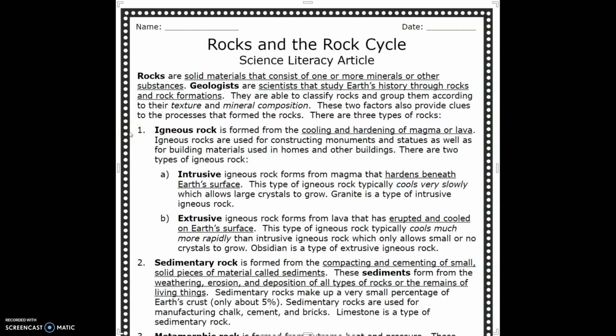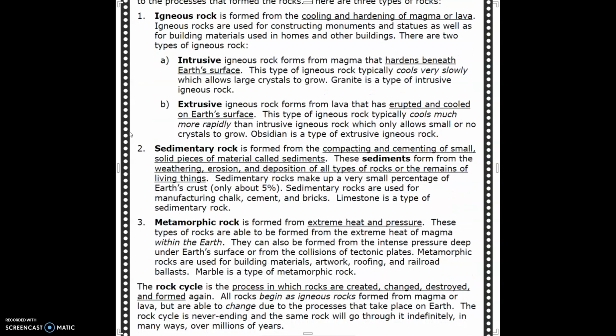Igneous rock is formed from the cooling and hardening of magma or lava. Igneous rocks are used for constructing monuments and statues, as well as for building materials used in homes and other buildings. There are two types of igneous rock. Intrusive igneous rock forms from magma that hardens beneath Earth's surface. This type of igneous rock typically cools very slowly, which allows large crystals to grow. Granite is a type of intrusive igneous rock.